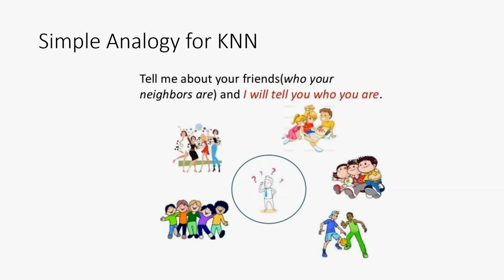Here is a simple analogy for KNN. KNN generally works with neighbors. So we have an analogy: tell me about your friends, and I will tell you who you are.